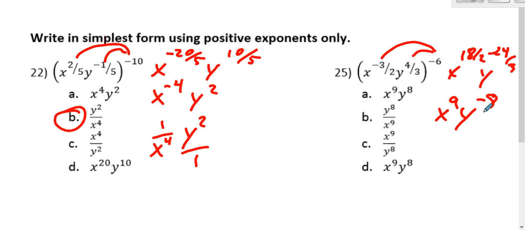So that negative exponent means it should be 1 over. So that's x to the 9th, and then 1 over y to the 8th. So we have an x to the 9th on top and a y to the 8th on bottom.